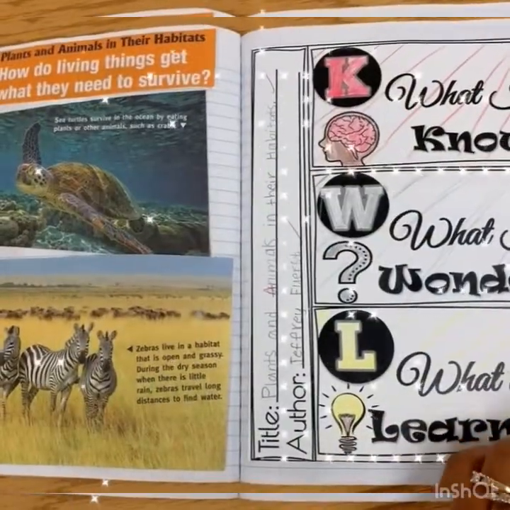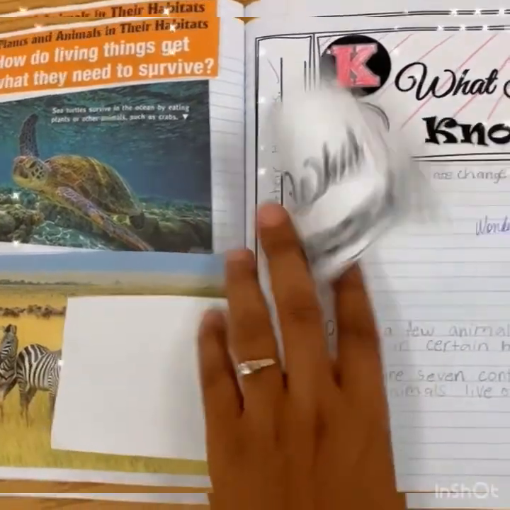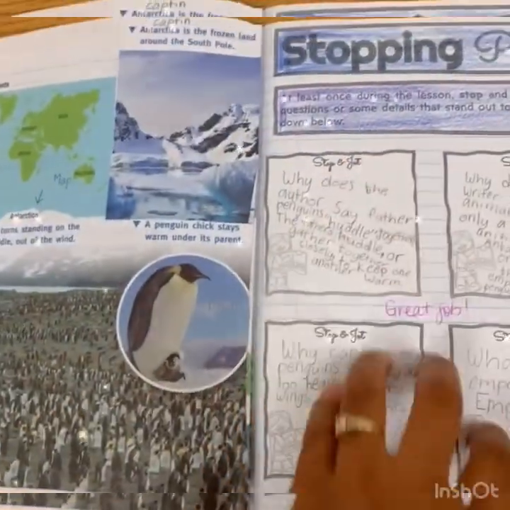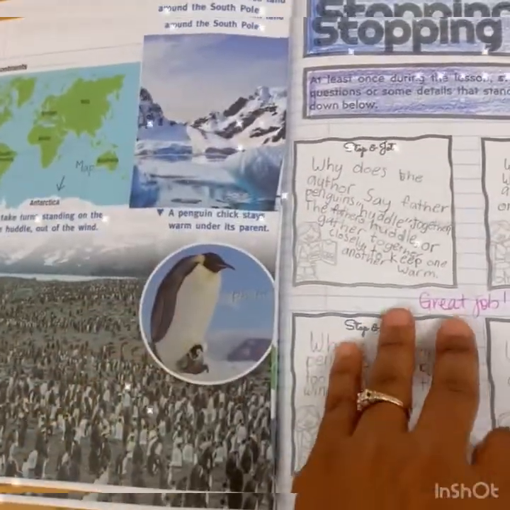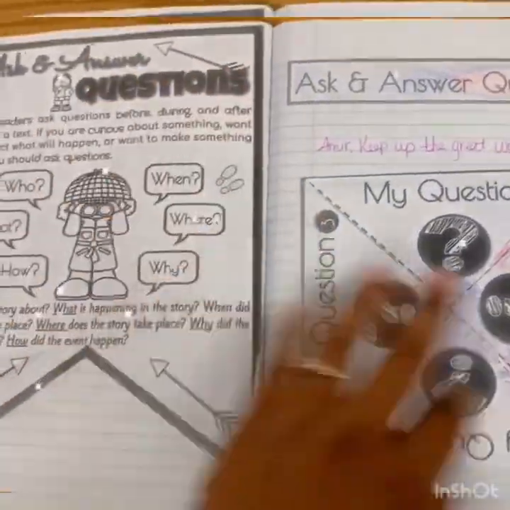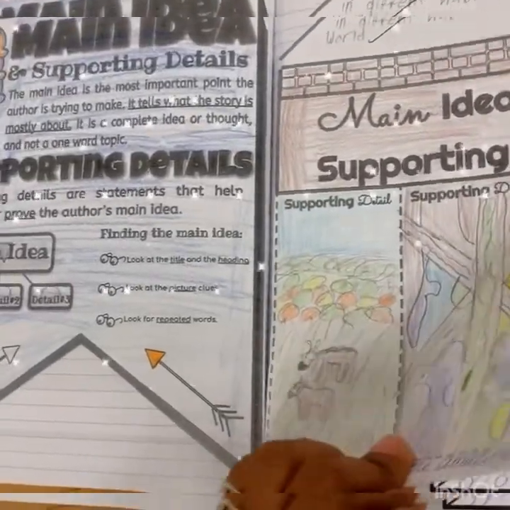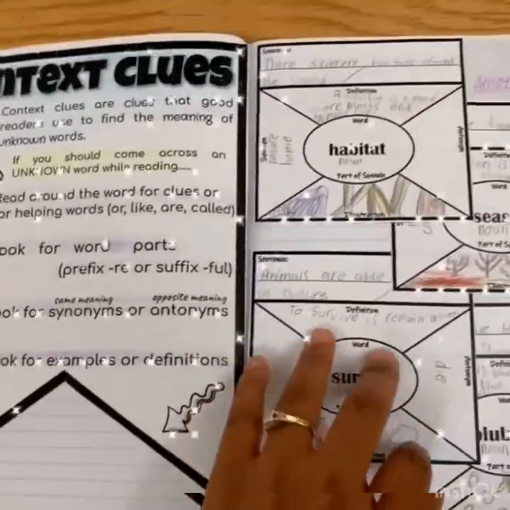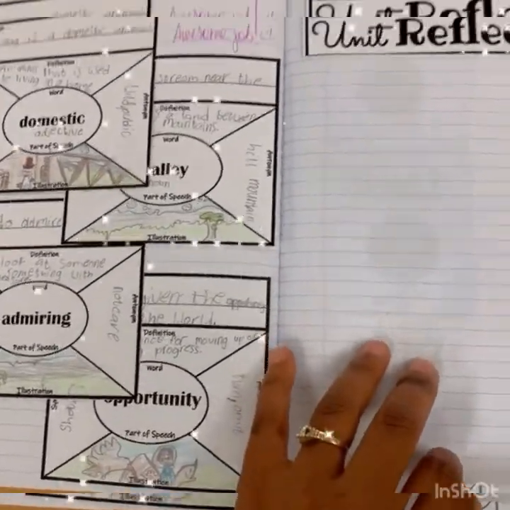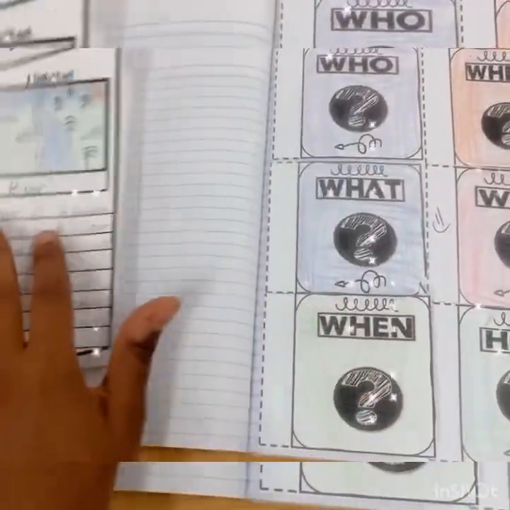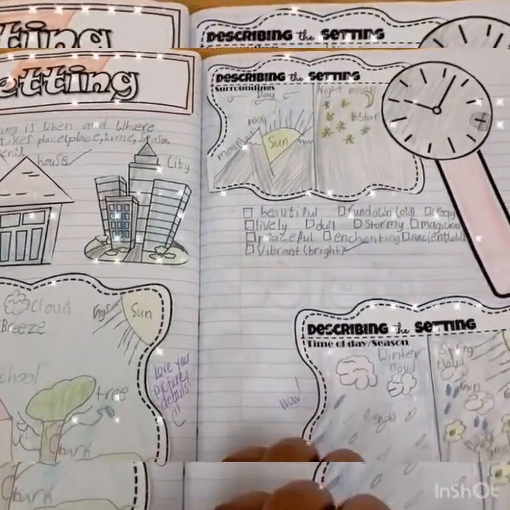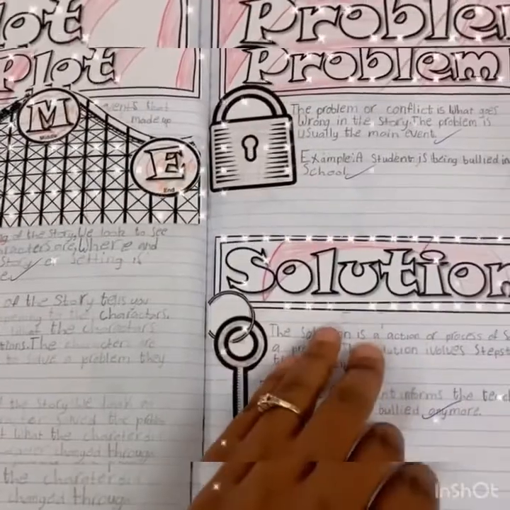Then after that, we start reading our content and getting into our graphic organizers. This is a good one, such as the KWL chart, stopping points, text features, making predictions before, during, and after, asking and answering questions, main idea, or yours might say central idea, context clues, what picture do you have in mind, and vocabulary. We move on to extra activities, again: who, what, when, where, why, setting, story structure is always important.